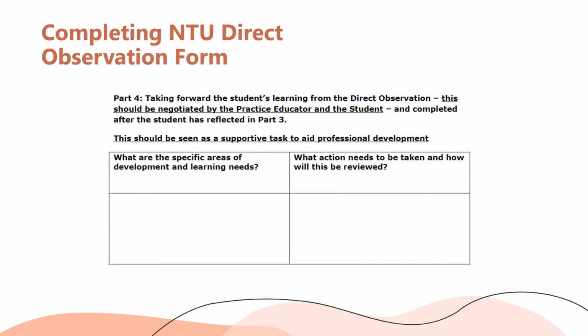So here we have the final section of the direct observation form, which is concerned with negotiating the specific areas of development and learning and what actions need to be taken. As you've already developed and should have developed a collaborative approach with the student, this aspect of the form should not come as a surprise to either you or the student, and you should be able to identify specific areas of development based on the objectives of the direct observation. Once you've completed the final section of the form, both you and the student will need to sign it, and a copy of the form should also be made available to the practice educator.